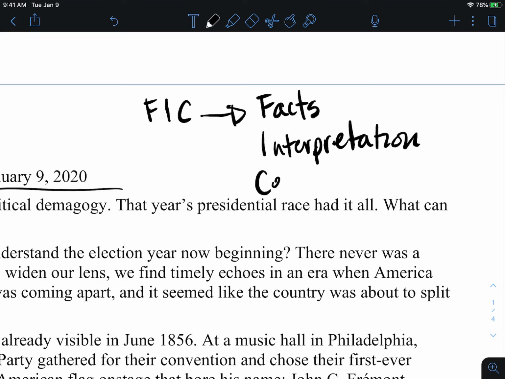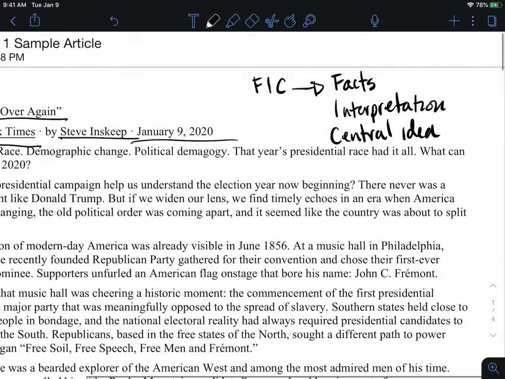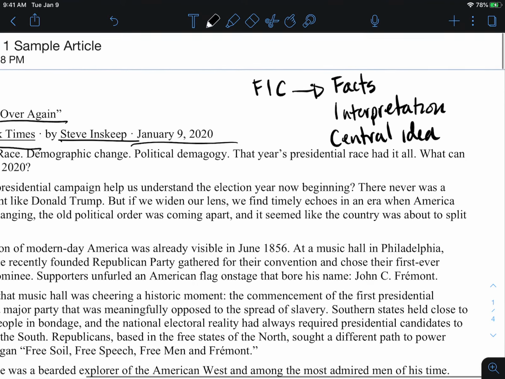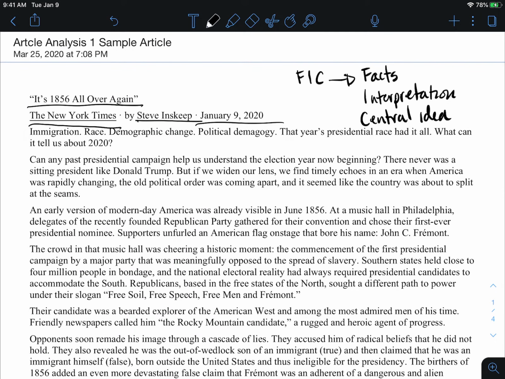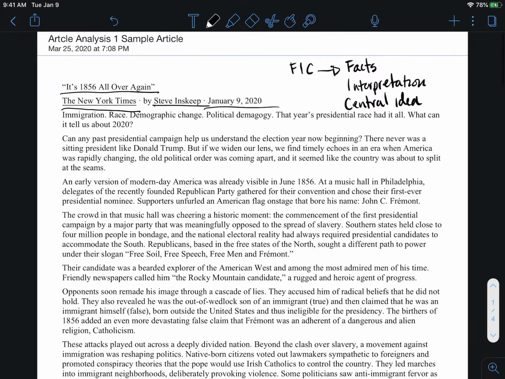And then lastly, we have the central idea. We can boil this down to a single thought. And this would be the strategy that the author is using to get this point across. So if we think about that central idea, this is what the author ultimately wants us to think about, to reflect about, to inform us about, to persuade us. The interpretation is how they get that across, and the facts are just the top level surface of what we're looking for.